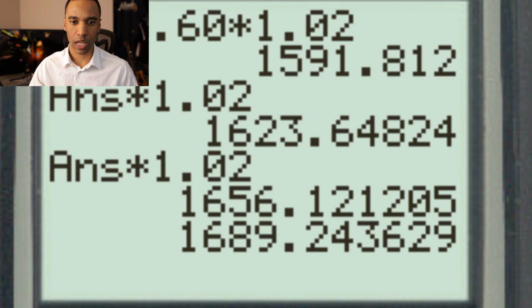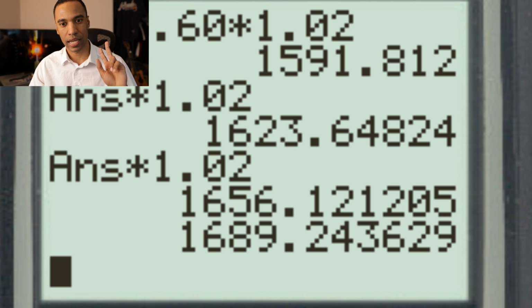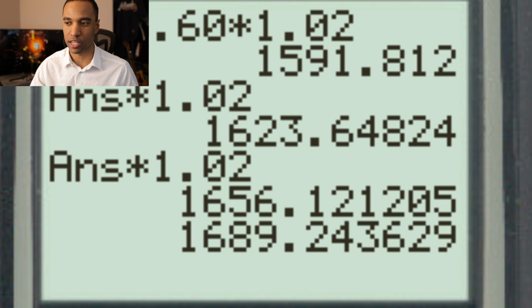All right. I'm going to start writing these numbers with only 2 decimal places here. I know you can't see me writing this, but I'm going to write 1656.12, and I'm going to write 1689.24.